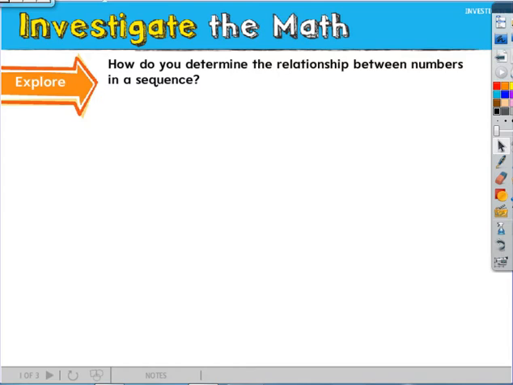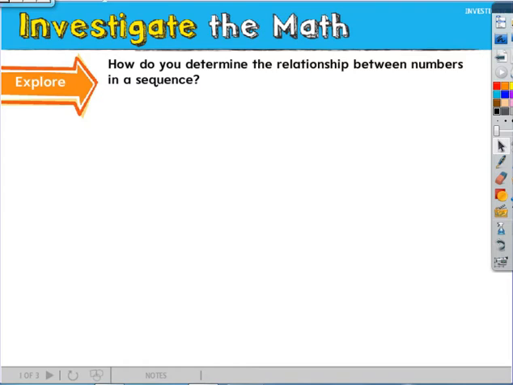So what if I went 2, 4, 8, 16? So what's next? 32. That time I multiplied everything by 2. 2 times 2 is 4. 4 times 2 is 8. 8 times 2 is 16. 16 times 2 is 32. So what if I went the other direction? What if I went 32, 16, 8? I'm dividing by 2. So we can add, subtract, multiply, or divide to find out some kind of relationship between numbers. Is that the only thing we can do? No, there are other things, but those are the ones that we're going to focus on today.